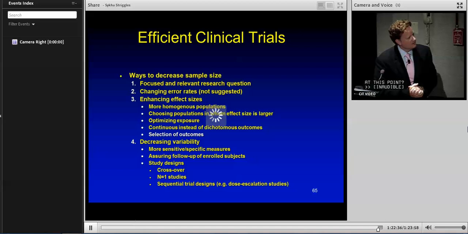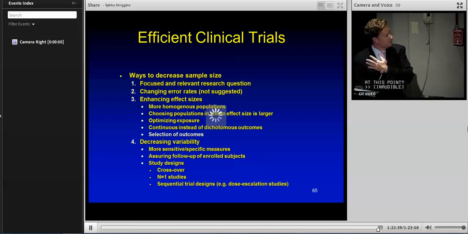Yeah, so the question is, what's the role of data standards? That's exactly part of this, right?